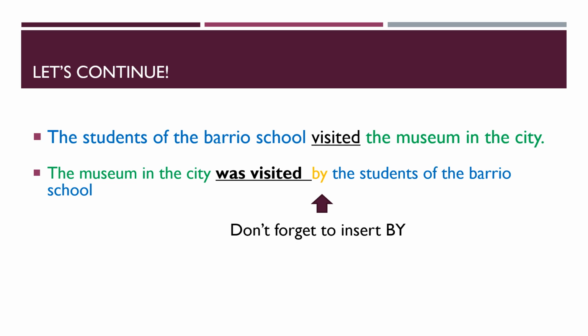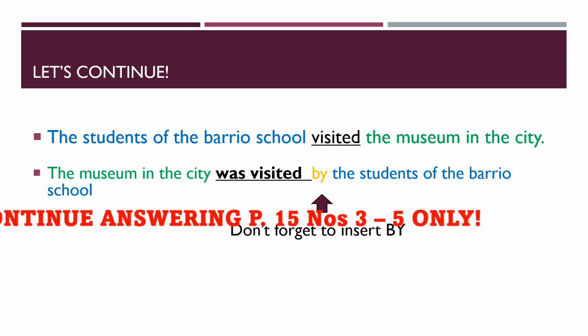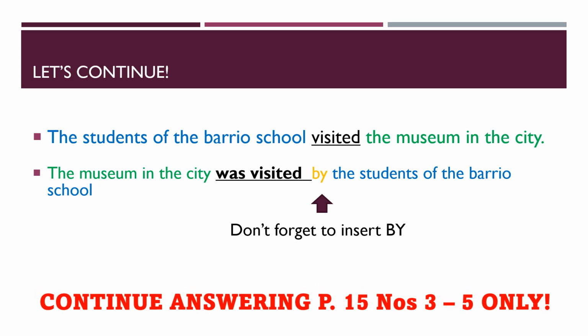So, tingnan nyo yung color, kung paano nagbago yung kulay natin, from yung subject natin kanina, the students of the Barrio School, naging part na siya na ngayon ng predicate sa second sentence. And then from one verb, naging dalawa yung verb natin, and then the museum in the city, which was part of the predicate, becomes the subject. Continue answering page 15, numbers 3 to 5 only. Yes, you hear it right. 3, 4, 5 lamang ang sasagutan.